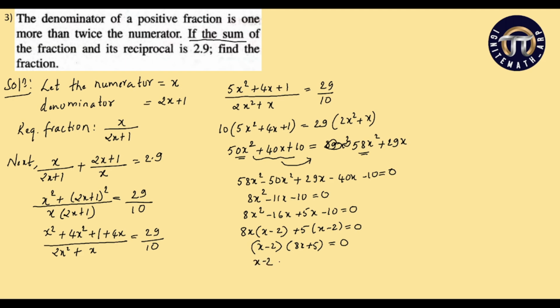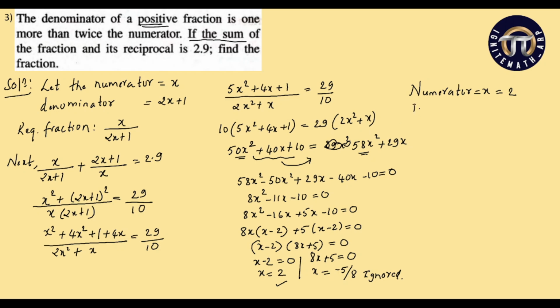Apply the zero product rule: x minus 2 is equal to 0, so x is equal to 2, and 8x plus 5 is equal to 0, so x is equal to minus 5 by 8, which is ignored because here it will be negative. The question clearly says that it is a positive fraction. So I will go ahead with x equal to 2. I have taken the numerator as x, therefore the numerator is equal to x, which is 2.